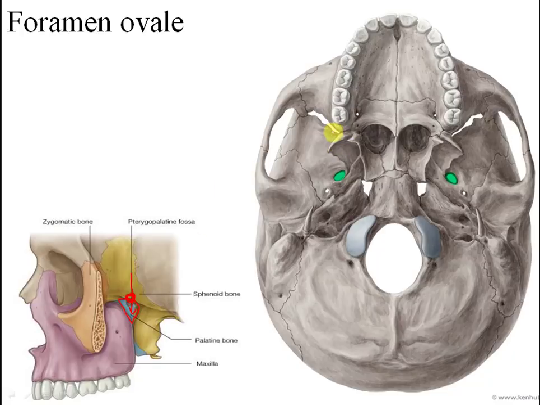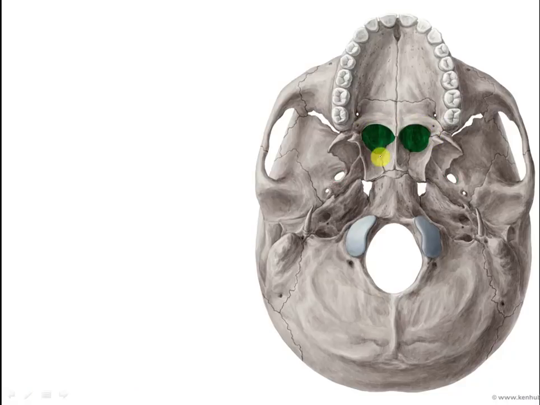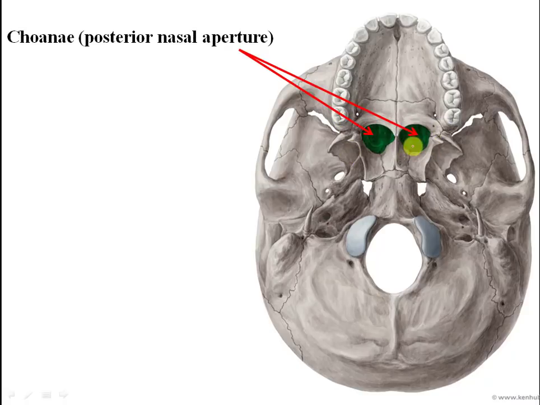Because it opens into a fossa deep below the apex of the orbit. If we were to describe the location of the pterygopalatine fossa, it's located, this is the orbit, and the orbit is pyramidal in shape. Just below the apex of the orbit, we have the pterygopalatine fossa. The posterior nasal aperture is divided into right and left nasal choanae.